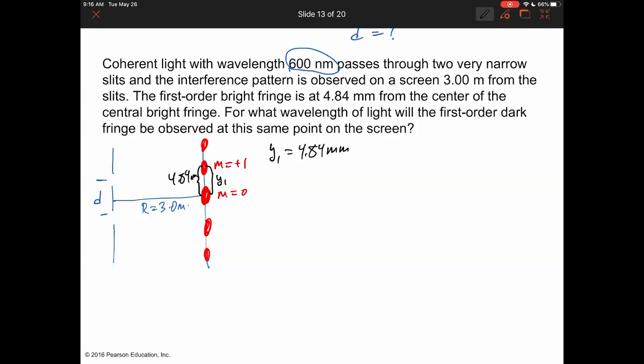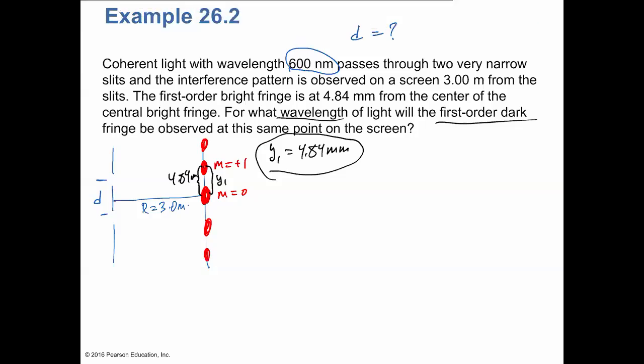Now, what we have here is, it says if you take another wavelength and send it through the setup, then at the same position you're going to see a first dark fringe. So you want to know which wavelength it should be so that the same position, 4.84 millimeters, is a dark fringe rather than a bright fringe. Generally when they give you a problem like this, they give you one particular wavelength sent through the slits, and then when you send the second one, they want you to use the first one to get some information that you need for the second wave.